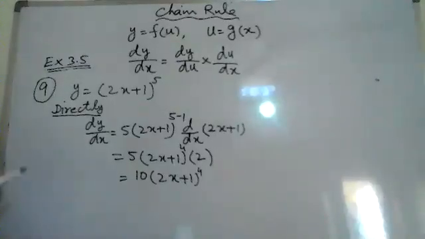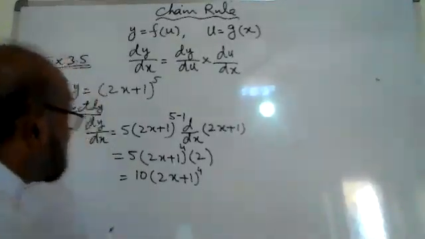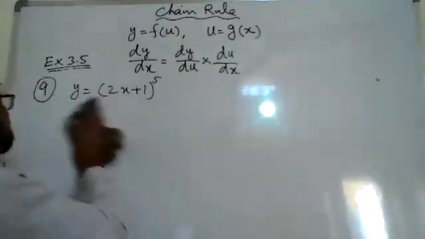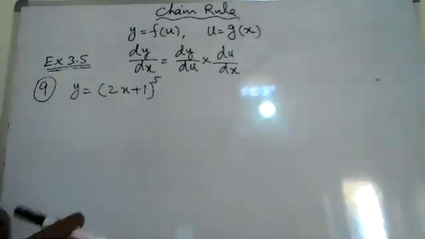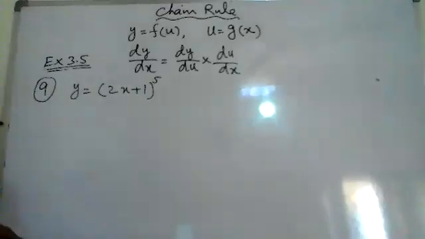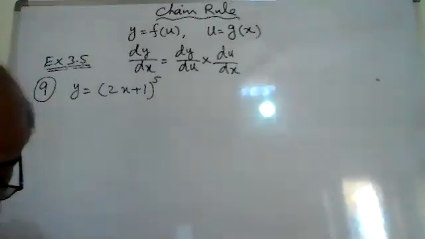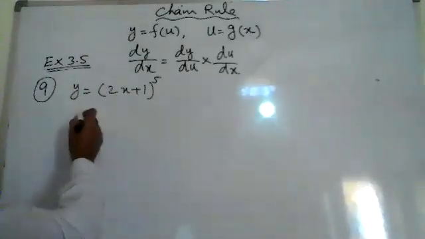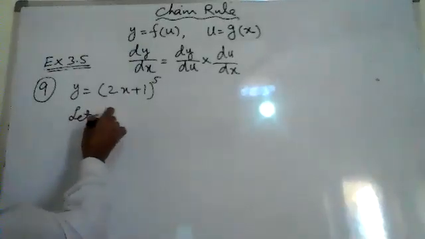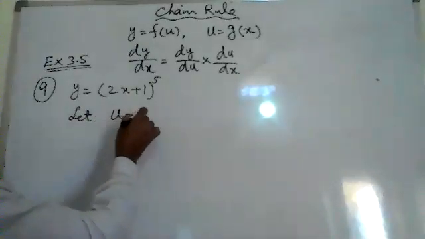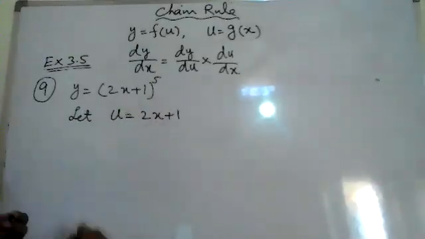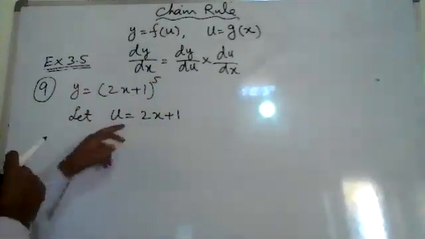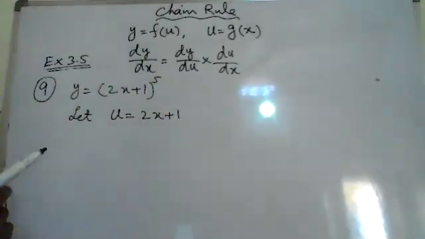So now we do it that way, that is, by supposing u. Whatever is in the whole power, what is in the whole power? We will take, suppose it as u. Let u is equal to 2x plus 1, not with the power. Only what is inside the bracket will be supposed as u. u is equal to 2x plus 1.